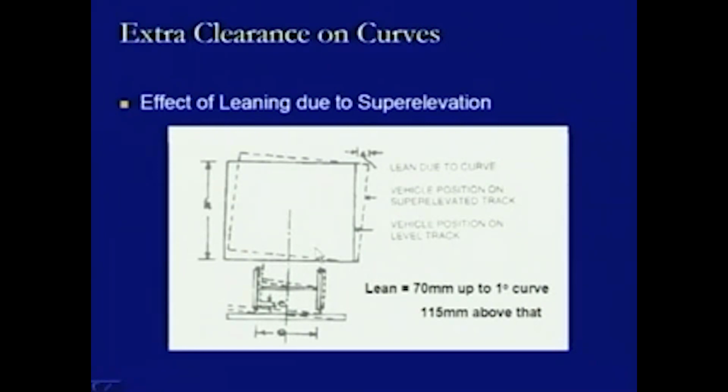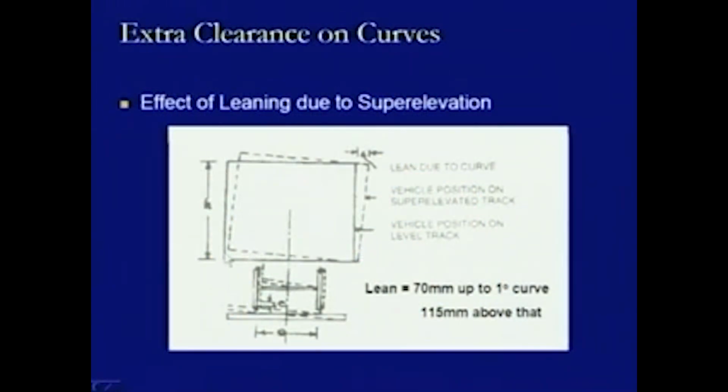Now, in this diagram, it is very clear that in the case of this lean effect, the effect is going only on the inner side, whereas on the outer side, the vehicle bogie has gone inside by this much amount. This is the minimum amount by which it has gone inside. It means there is no effect by which a clearance is to be provided on the outer side of this curve; only a clearance is to be provided on the inner side of the curve. And this lean is defined as 70 mm up to 1 degree curve and 115 mm above that value. So, this is how we compute this value.